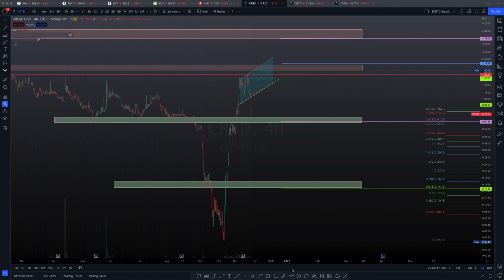CRTD stock has met our bearish targets almost to the penny, but what does that mean for price action coming up? Well, let's go ahead and find out within this video.